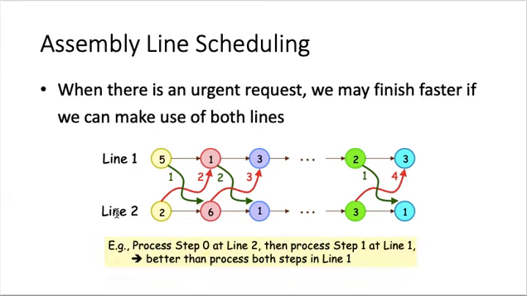Now, this transportation allows us flexibility to assemble the product. And then, by making use of both lines, we may be able to finish the assembly process faster. So for instance, maybe we start at line 2, and then after finishing step 0, we will process step 1 at line 1. And if you look at this one, then it is actually better than what? Better than you start at line 1 from the beginning, right? So it will be giving us freedom or flexibility of assembling the model.